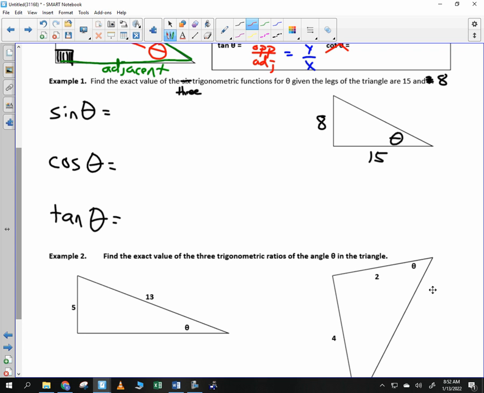Can anybody tell me what side is 8? Opposite, adjacent, or hypotenuse? Opposite. How about this side up here? Hypotenuse, and 15 should be the adjacent. That's the first check, is where you're able to do that. Any questions how I came up with those? Okay, let's talk about the slightly more challenging part. How do I come up with the hypotenuse?